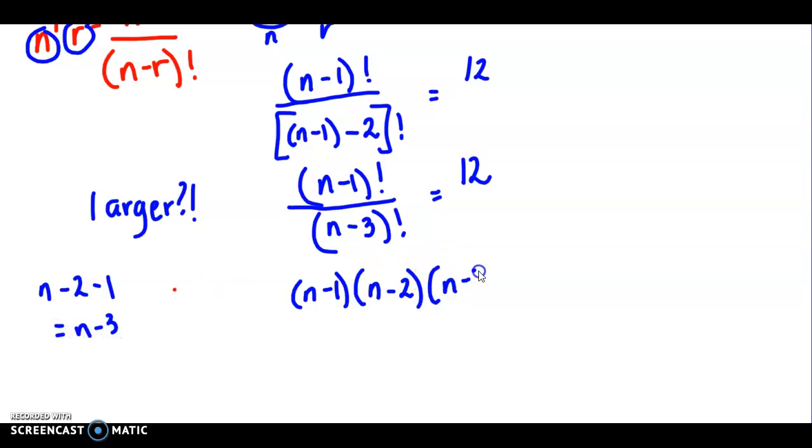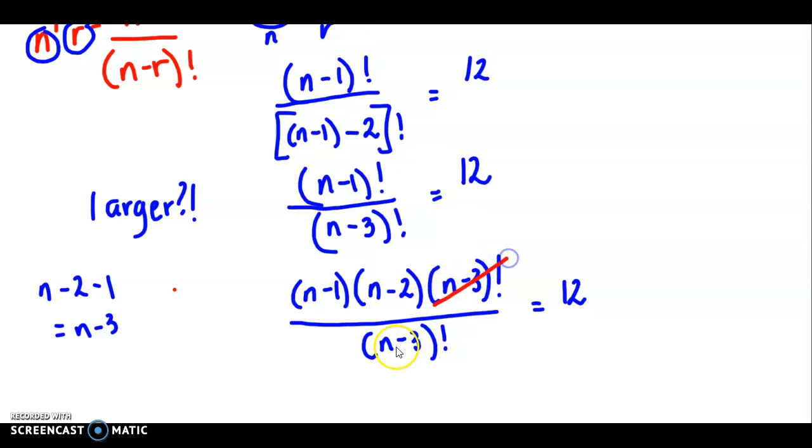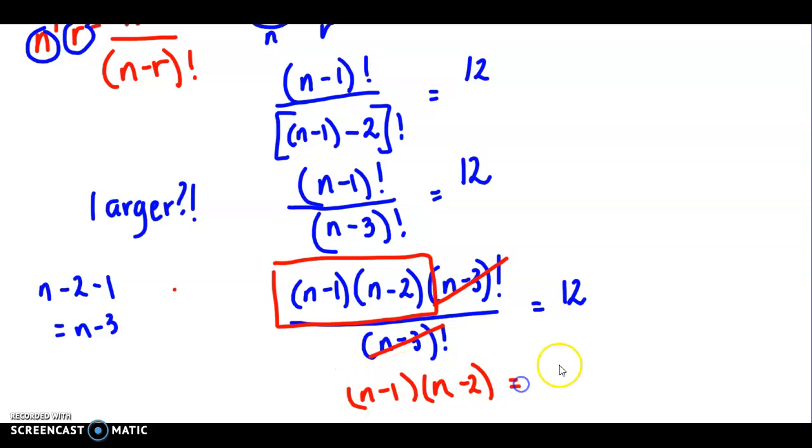Okay, and from here we notice that now that looks like the denominator. So I'm just going to write n minus 3 factorial all over n minus 3 factorial equals 12. We can see now that n minus 3 factorial on top can cancel with n minus 3 factorial on the bottom. Anything divided by itself is 1. We are left with n minus 1 times n minus 2 on top equals 12 on the other side.